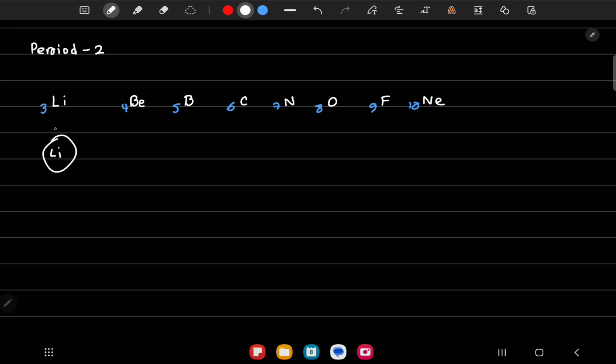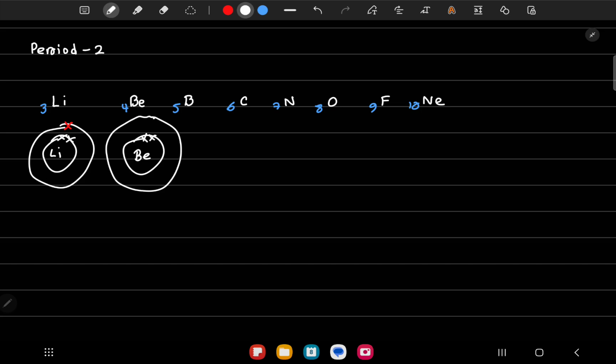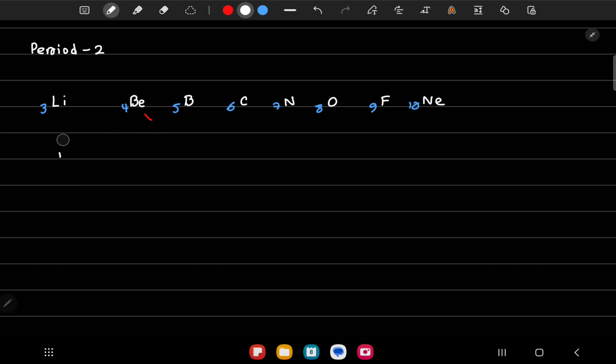So if I have lithium, it has this electronic configuration. If I look at beryllium, it has 2 and then 2 more. Here the outermost electrons have almost the same repulsion from the inner electrons. The number of inner electrons are the same. So each outermost electron has 2 inner electrons. So shielding is almost the same. The repulsion from inner electrons are almost the same as we go across the period.